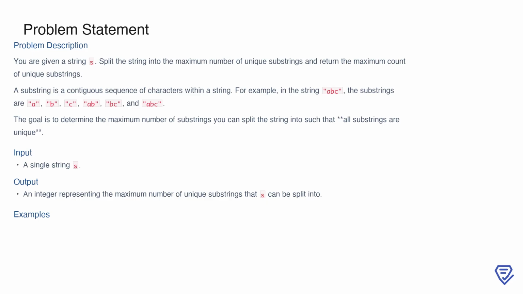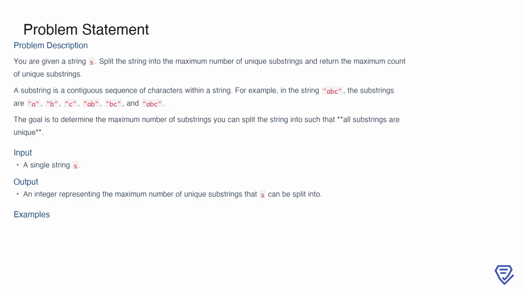In this problem, you're given a string S and tasked with splitting it into the maximum number of unique substrings. The goal is to determine how many unique substrings you can obtain by splitting the string. A substring is simply a sequence of one or more contiguous characters from the string. For instance, in the string ABC, possible substrings include A, B, C, AB, BC, and ABC.